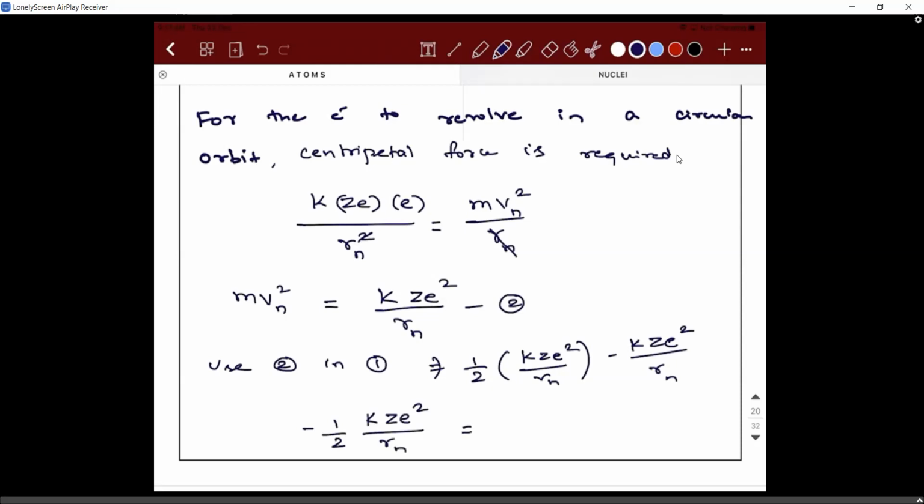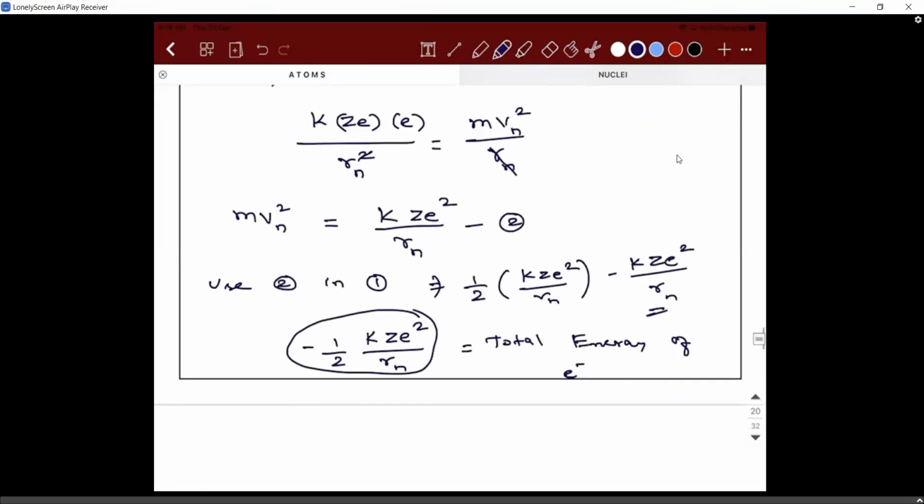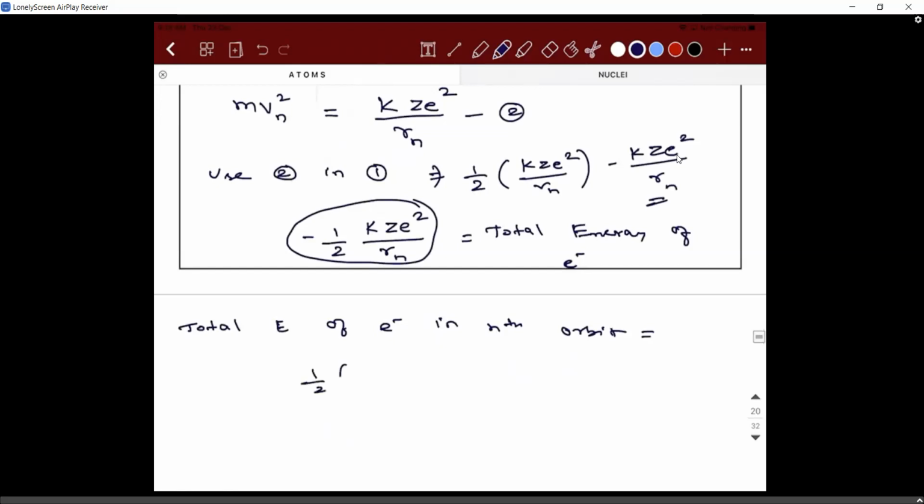So an important conclusion that we can draw from here is, what is minus k Z e square divided by Rn? It is the electrostatic potential energy. But what is the final expression that we got? This is the total energy of the electron. So the total energy of the electron in the nth orbit, can I conclude something like this? Observe. Total energy of the electron in the nth orbit is exactly equal to half of the electrostatic potential energy.